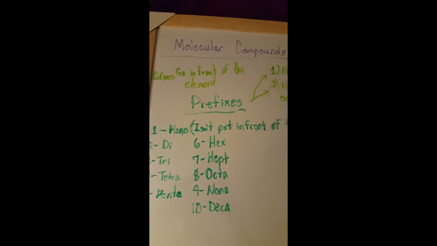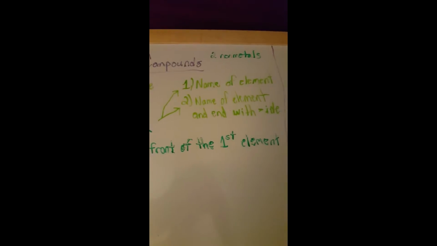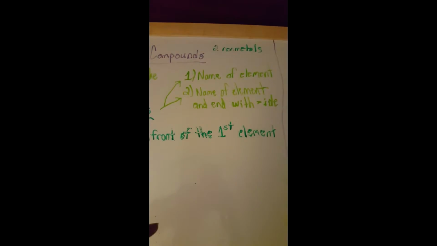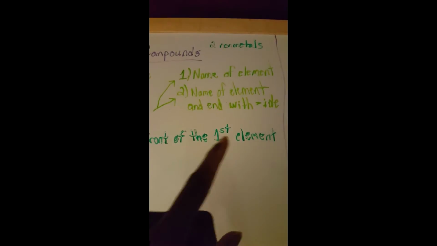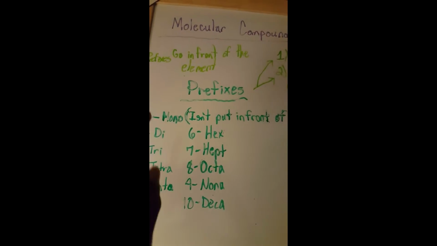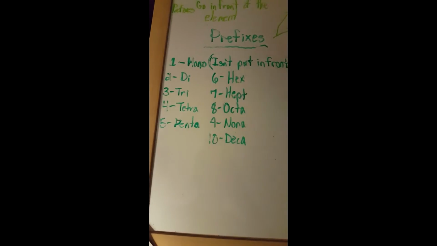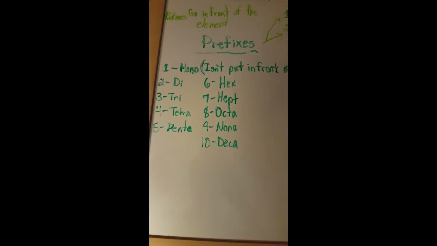Naming a molecular compound, the prefixes go in front of the first element and the second element, and the second element ends with the "ide," and a molecular compound is 2 nonmetals. The mono isn't put in front of the first element, but all the other prefixes can go in front of the first element.